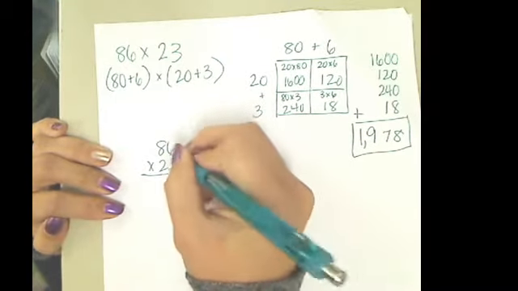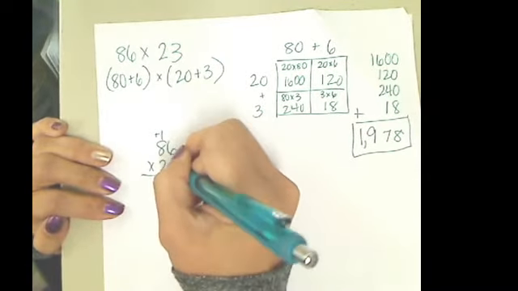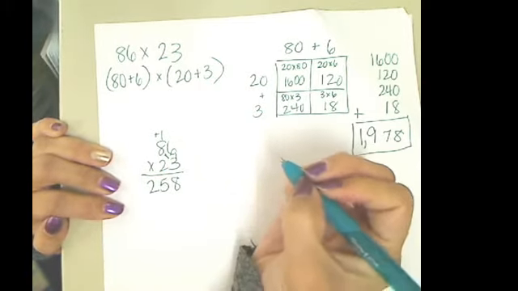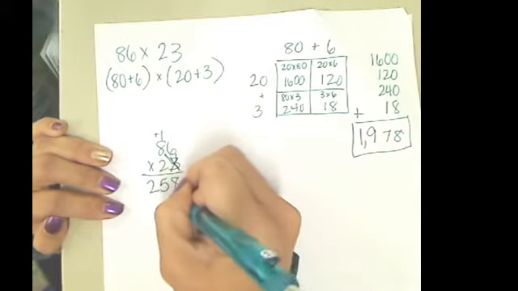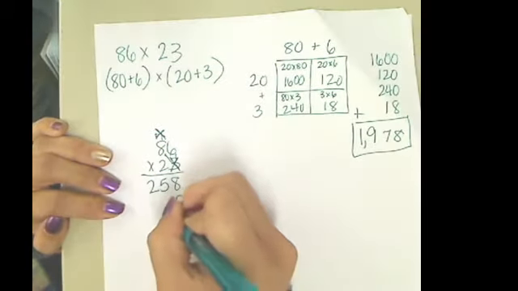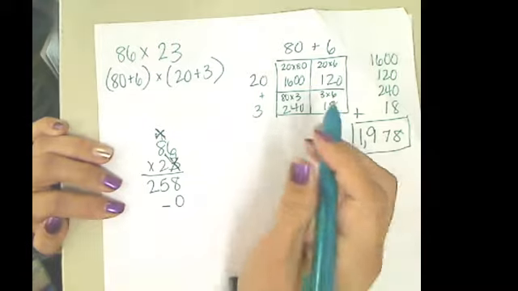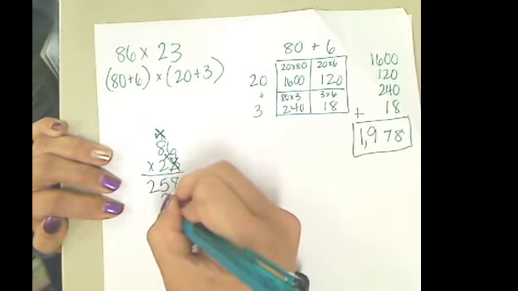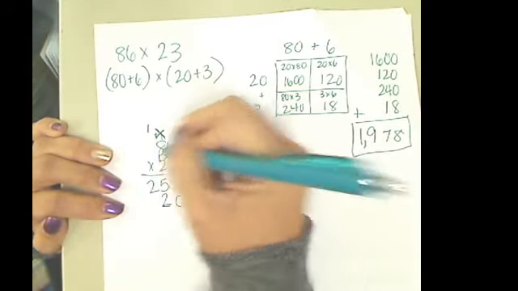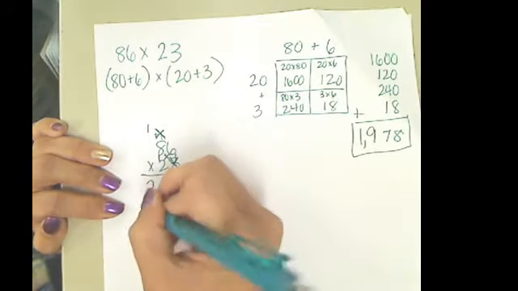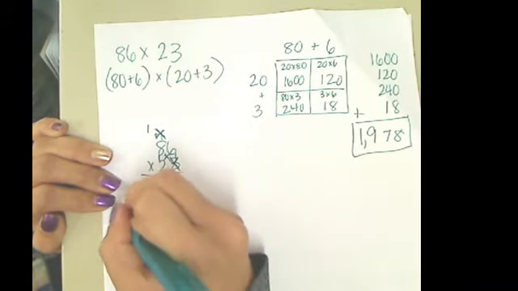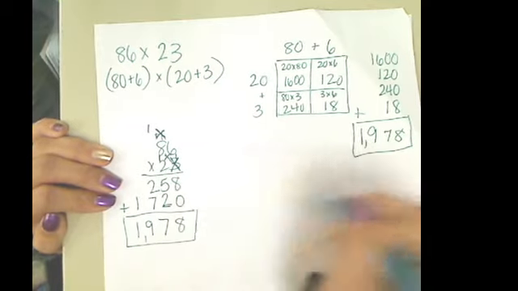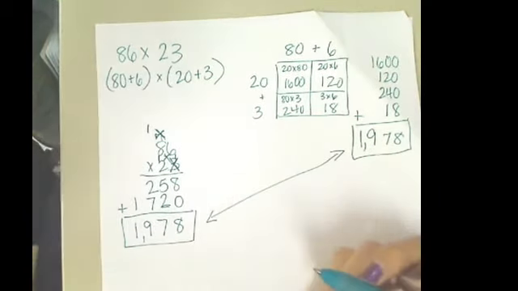If I use the standard algorithm, I'm going to start here. 3 times 6 is 18. Regroup the 1. 3 times 8 is 24. Plus 1 is 25. Then X, O, X. Okay, so I'm shifting my second product over to the left. Now I can start with a 2. 2 times 6 is 12. 2 times 8 is 16, plus 1 is 17. Now I add my partial products. And you'll see that our products are exactly the same.